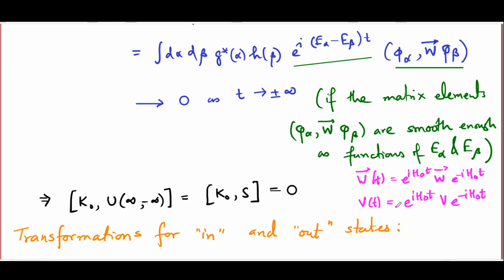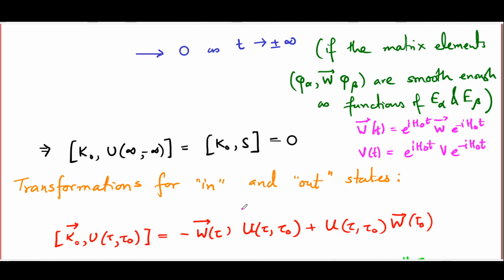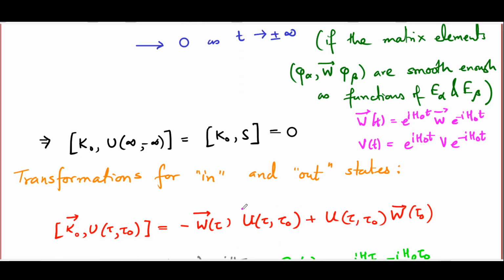So, we have to assume that this kind of smoothness property of W actually exists, so that W(t) vanishes in these limits. Now we have taken the limit as tau goes to plus infinity and tau 0 goes to minus infinity simultaneously in order to show that K0's commutator with S vanishes. We will be able to actually modify this argument slightly to show that K0 and K act in the same manner on free particle states and in and out states respectively. And for that, all you need to remember is the following.